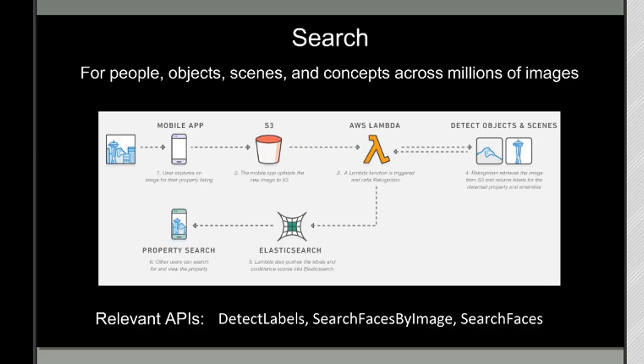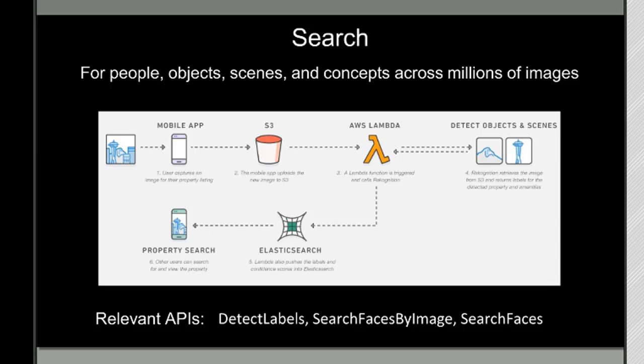It could be building an index and then searching against that to find things like images of houses with pools in them, or different types of cars, something like that. The APIs where search is used predominantly are DetectLabels, search faces by image, and search faces. So this is where DetectLabels will, in the example you can see there, take an image as input, convert that by Lambda into an Elasticsearch index array, and then fuel that property search against that.